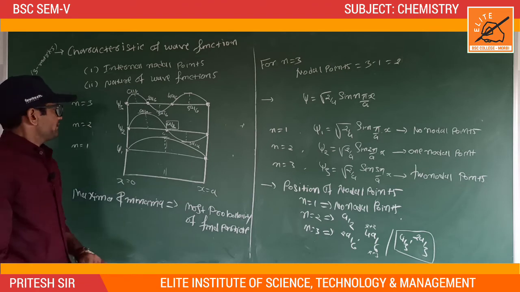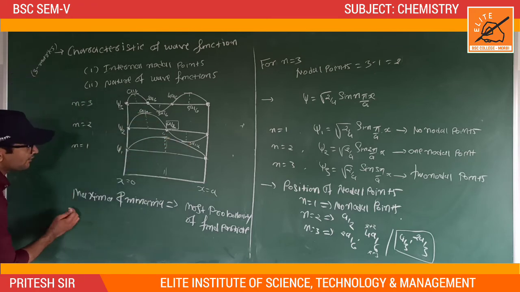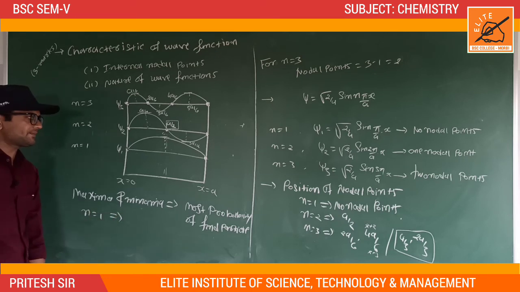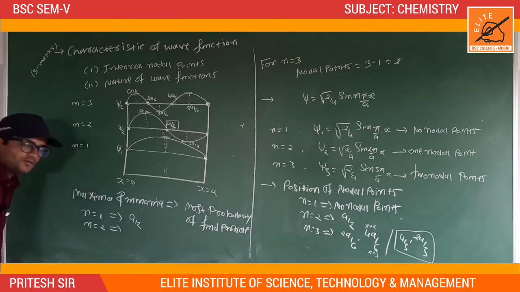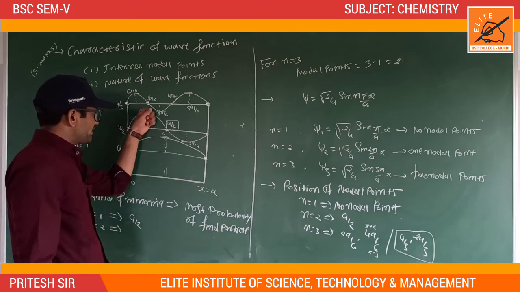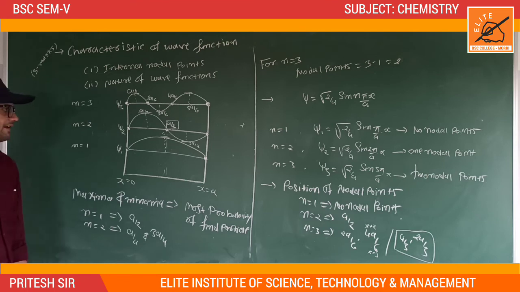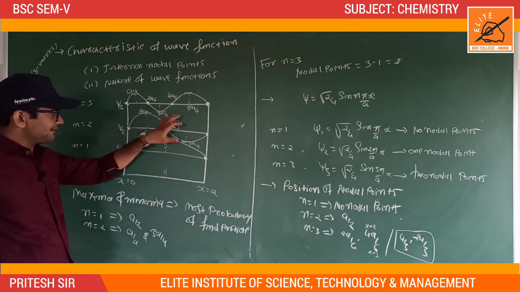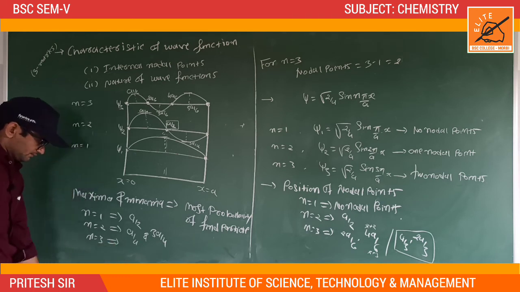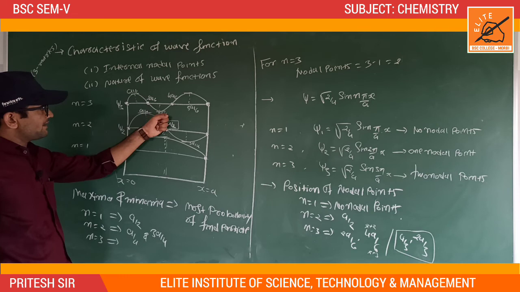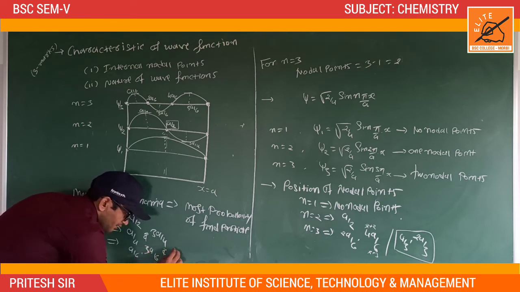Okay, but for n is equal to 2 the maxima are at a by 4 and 3a by 4. For n is equal to 1 there is only one maxima present at a by 2. For n is equal to 2 the highest probability of finding the particle is at a by 4 and 3a by 4. A by 4 and 3a by 4 indicate that at those points the probability of finding the particle is highest. Okay, and for n is equal to 3 the highest probability of finding the particle is at a by 6, 3a by 6 and 5a by 6.